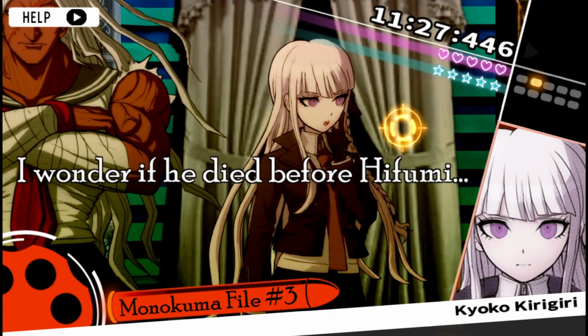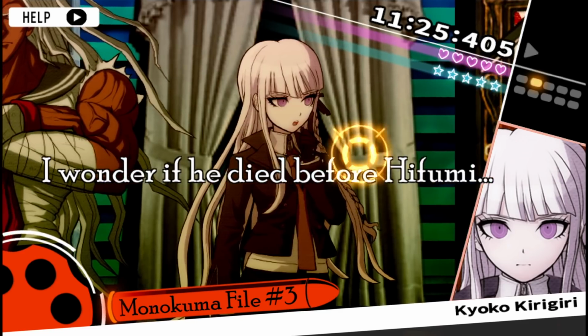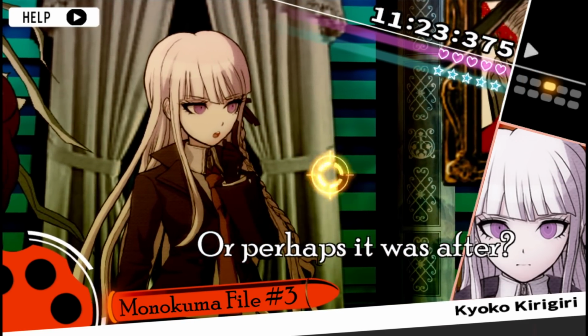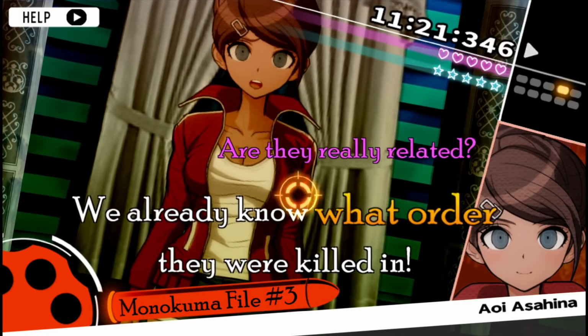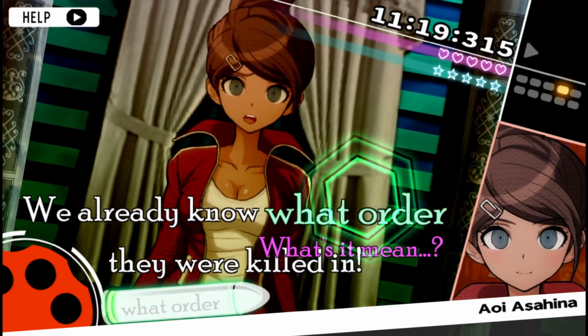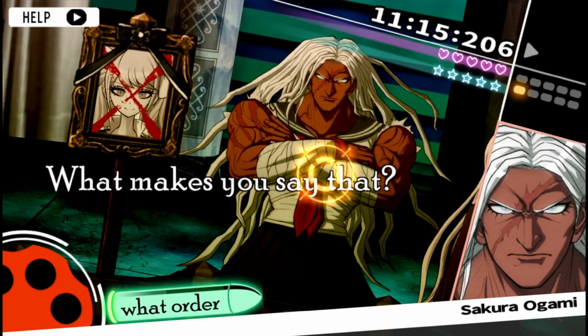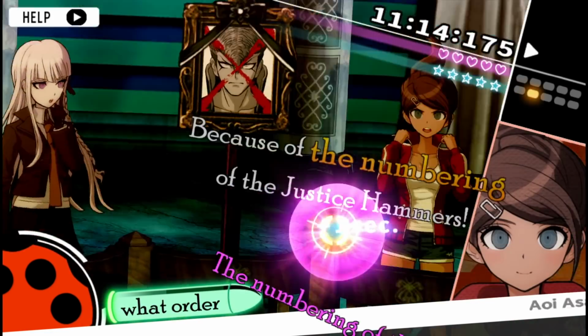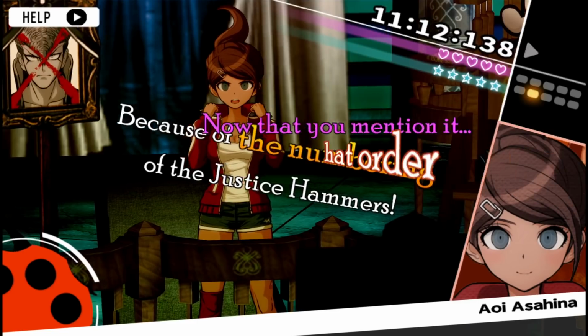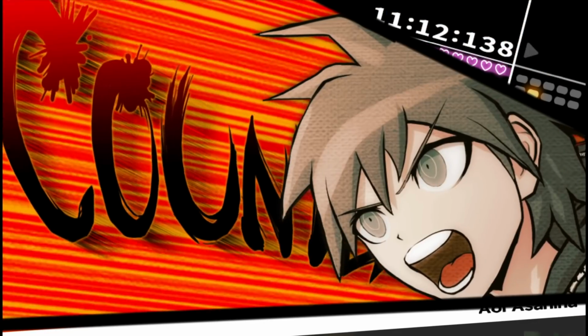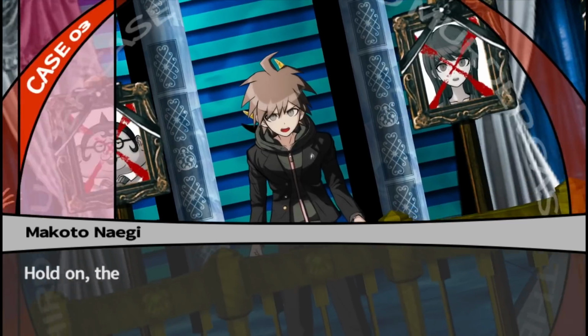I wonder if he died before Hifumi. Or perhaps it was after? We already know what order they were killed in. Taka came last. What makes you say that? Because of the numbering of the Justice Hammers. I hope that was the right one. I think it was. I'll find out.